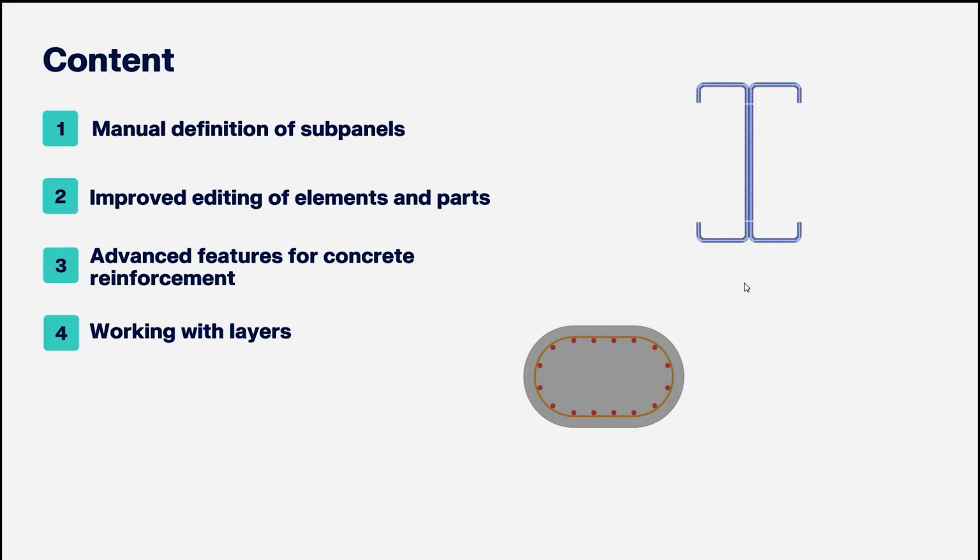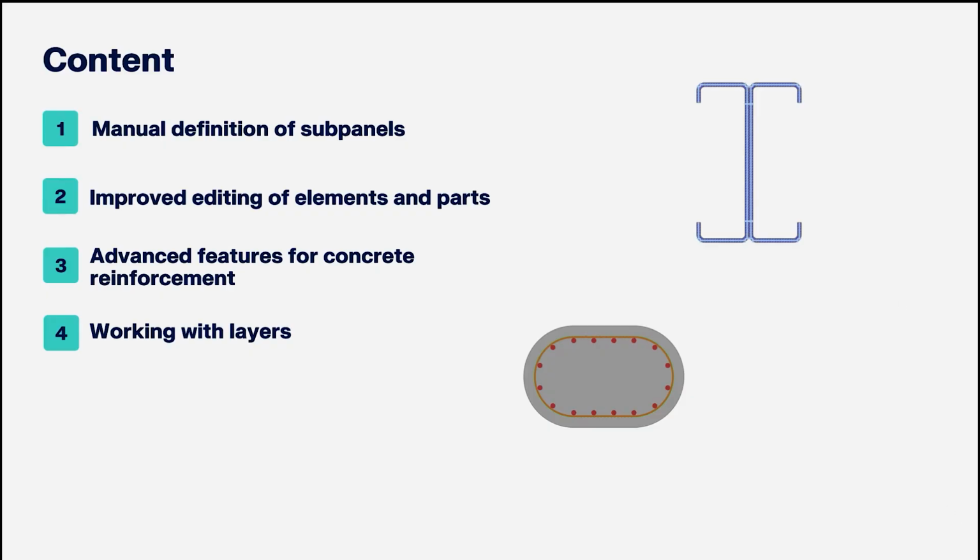First, I will demonstrate the new option for the manual definition of subpanels and highlight the benefits it offers. Next, I will cover the improved editing of elements and parts, which makes the modeling process more efficient. After that, I will introduce the new reinforcement features for concrete sections. Finally, I will show how layers can be used to organize and structure your cross-section models more clearly.